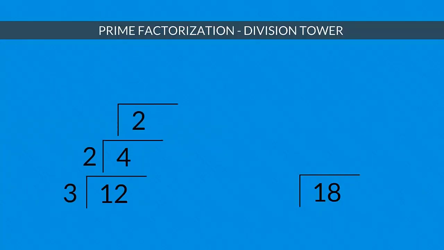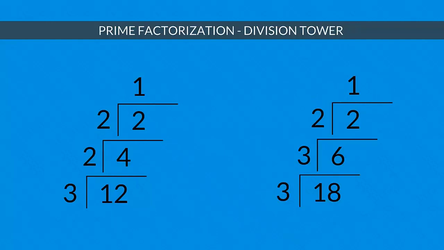We divide and then write the answer on top of the line. Repeat the steps until you get a 1 on the top. It kind of looks like a birthday cake with a candle on top. See? Much more organized than using a factor tree.